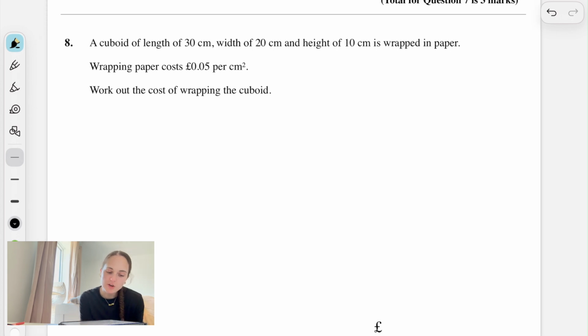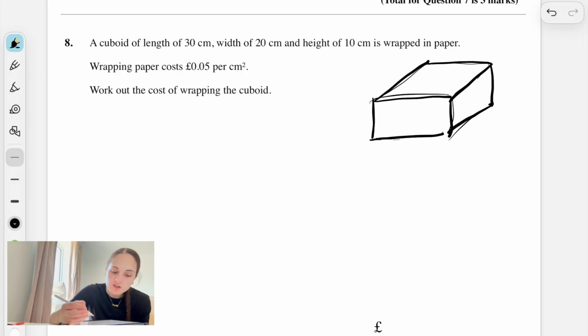This question here, we have a cuboid of length 30 centimetres, width 20 centimetres and a height of 10 centimetres that is wrapped in paper. Wrapping paper costs £0.05 per squared centimetre. We need to work out the cost of wrapping the cuboid. So we need to work out what the surface area of the cuboid is and then multiply that by 0.05 to work out the cost because it's £0.05 per squared centimetre. So I'm going to draw a sketch of the cuboid. The dimensions of the cuboid are 30 centimetres, 20 centimetres and 10 centimetres.